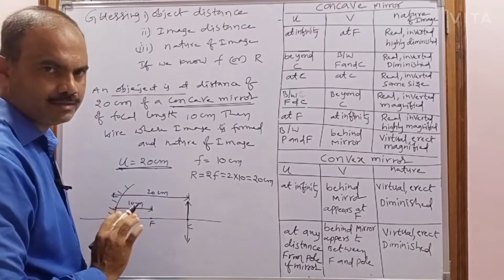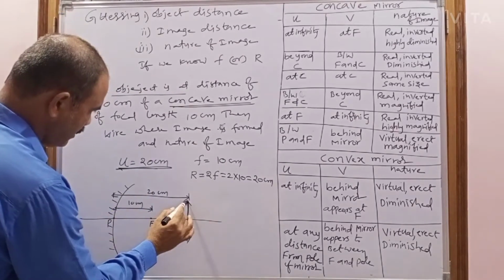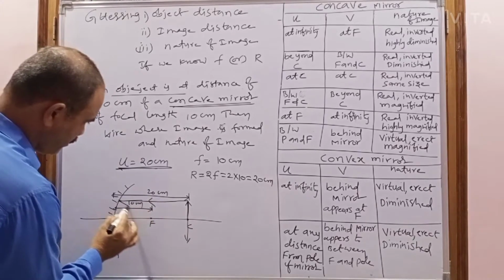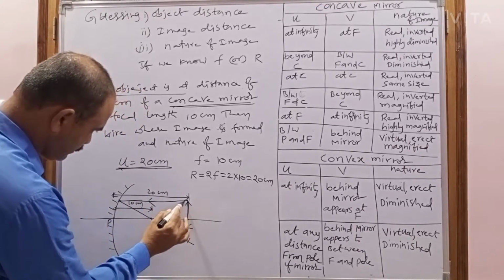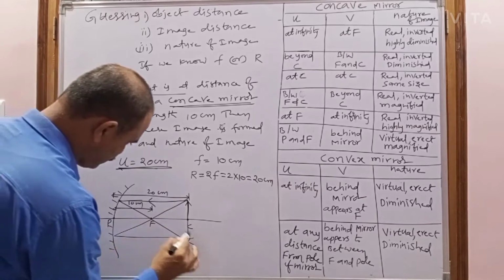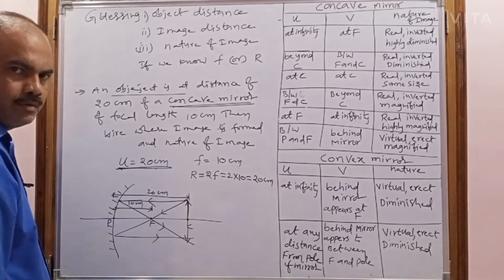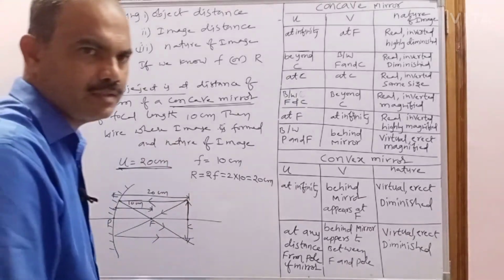You can guess like this. So when we draw the diagrams, the image will be formed like this. In this way it is formed. So this is the first one.